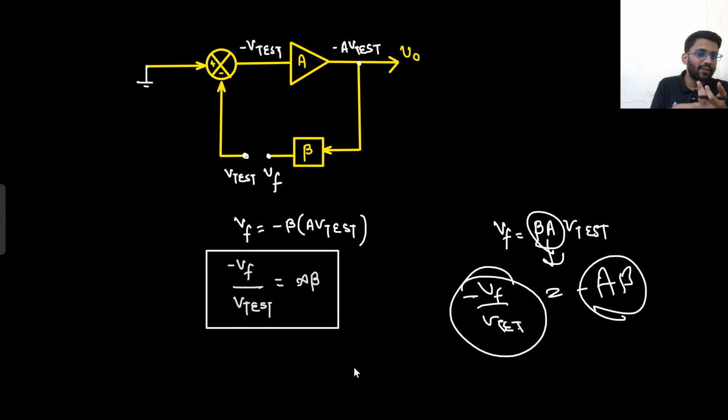So what is the formula of gain for negative feedback? A upon 1 plus A beta. And what is the formula of gain for positive feedback? A upon 1 minus A beta. For both cases, the formula is open loop gain divided by 1 plus loop gain. So loop gain for positive feedback is minus A beta. Loop gain for negative feedback is plus A beta. Everything is crystal clear, right?